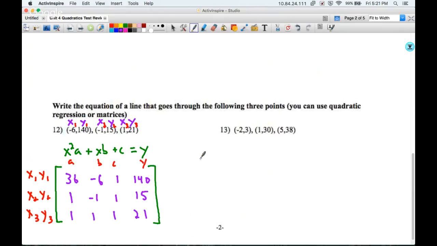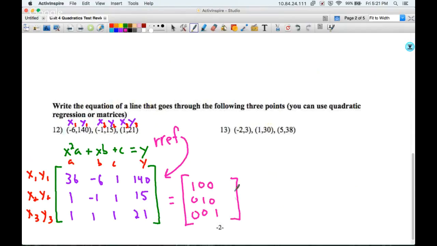Do we have matching matrices? I don't know. Okay. We want to do reduced row echelon form on this now, and that's going to give us something that looks like this. And it's going to give us what the values are for A, B, and C. Just write down. It's going to be A, it's going to be B, it's going to be C.